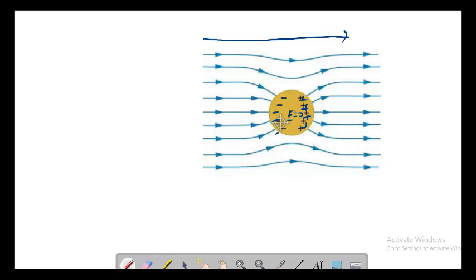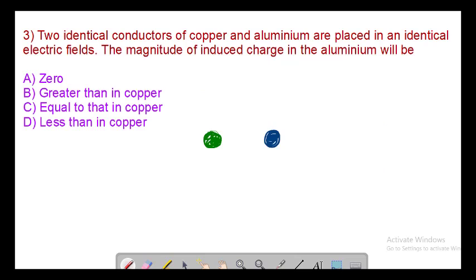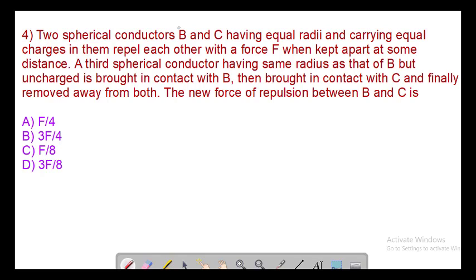Now whether it is copper or aluminium or any other metal, the amount of induced charge is the same as long as their shapes are the same and the surface area is the same. In this case they are identical conductors in identical electric fields. So whatever induced charge is developed on aluminium, the same is developed on copper. So the answer in this case is C. Next is question number 4.